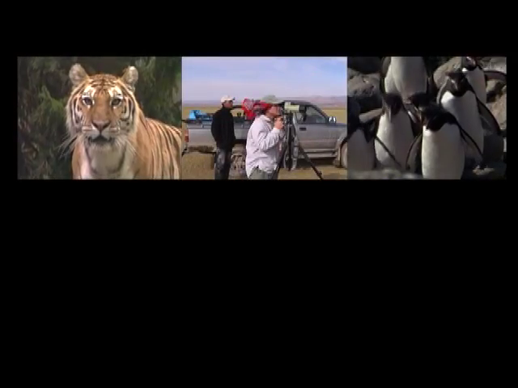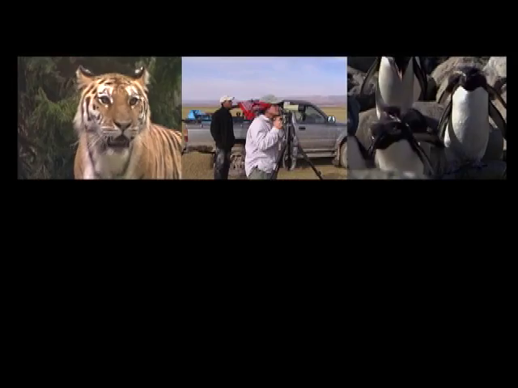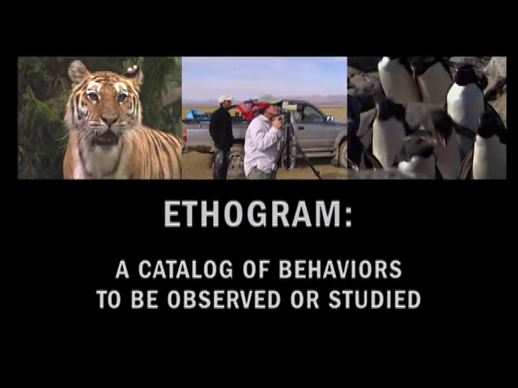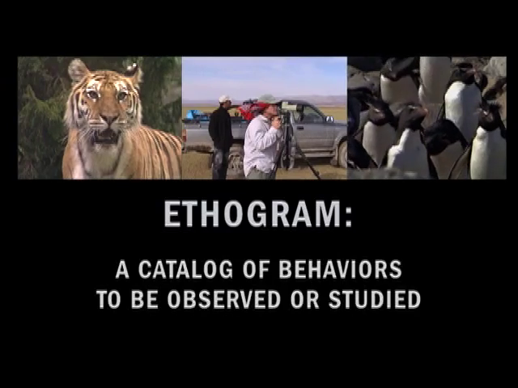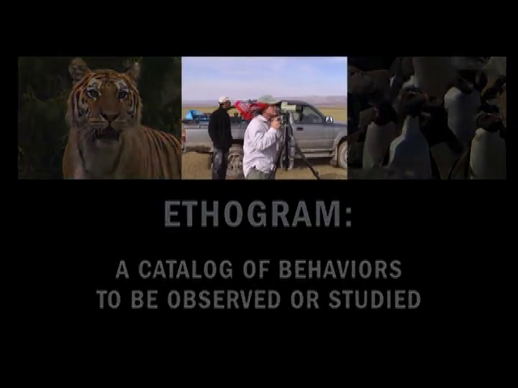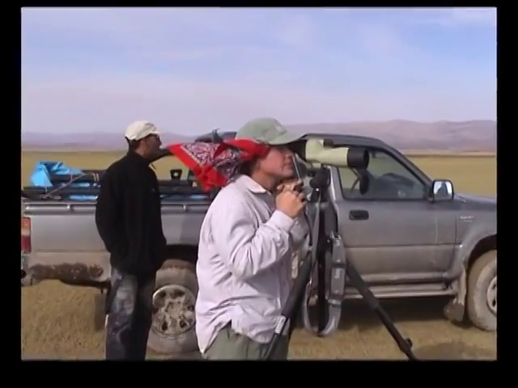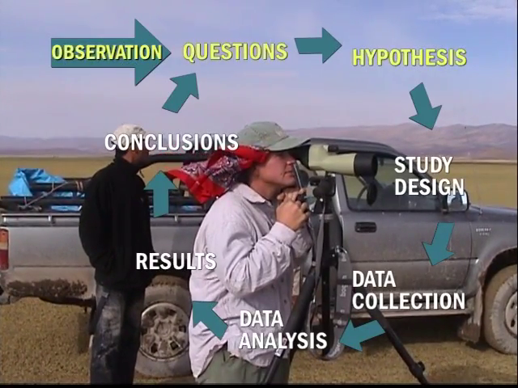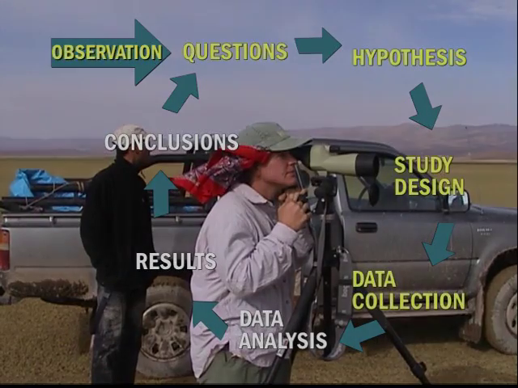One of the major challenges of conducting animal behavior research is determining which behaviors to observe in order to address your hypothesis. To identify the behaviors that are important to your study, you can create an ethogram. An ethogram is simply a catalog or inventory of behaviors to be observed or studied. It will play an important role in your experimental design and will influence your data collection.